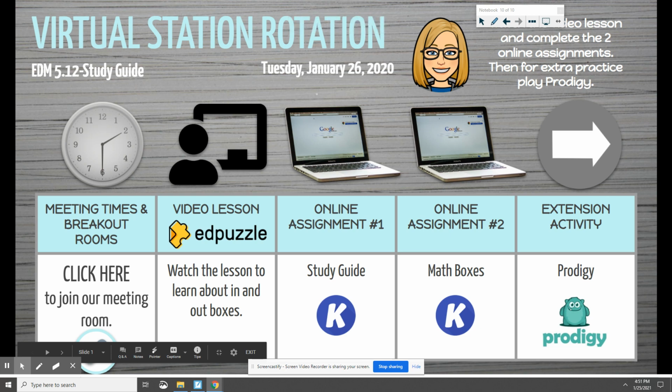Hey guys, so today we are going to be working on our study guide because tomorrow we will be taking our test. Part of your assignments is to complete the study guide on your Cami page and turn it back in to me so we can look at it. Then you have math boxes, and finally you just play some Prodigy for extra practice and to have a little bit of fun.